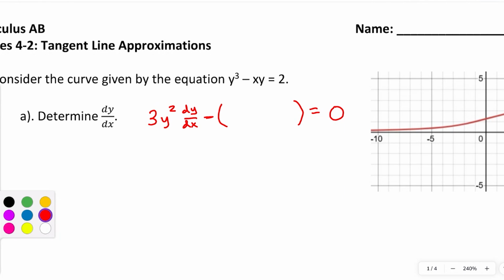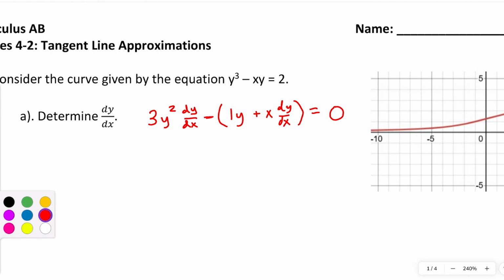So now let's take a closer look at that product rule. We have x times y. So this is just a direct application of f prime g plus f g prime, where in this case f is x and g is y. So the derivative of x is just 1. So 1 times y plus x times dy dx. Remember, when we're differentiating with respect to x, the derivative of x is 1, the derivative of y is dy dx.